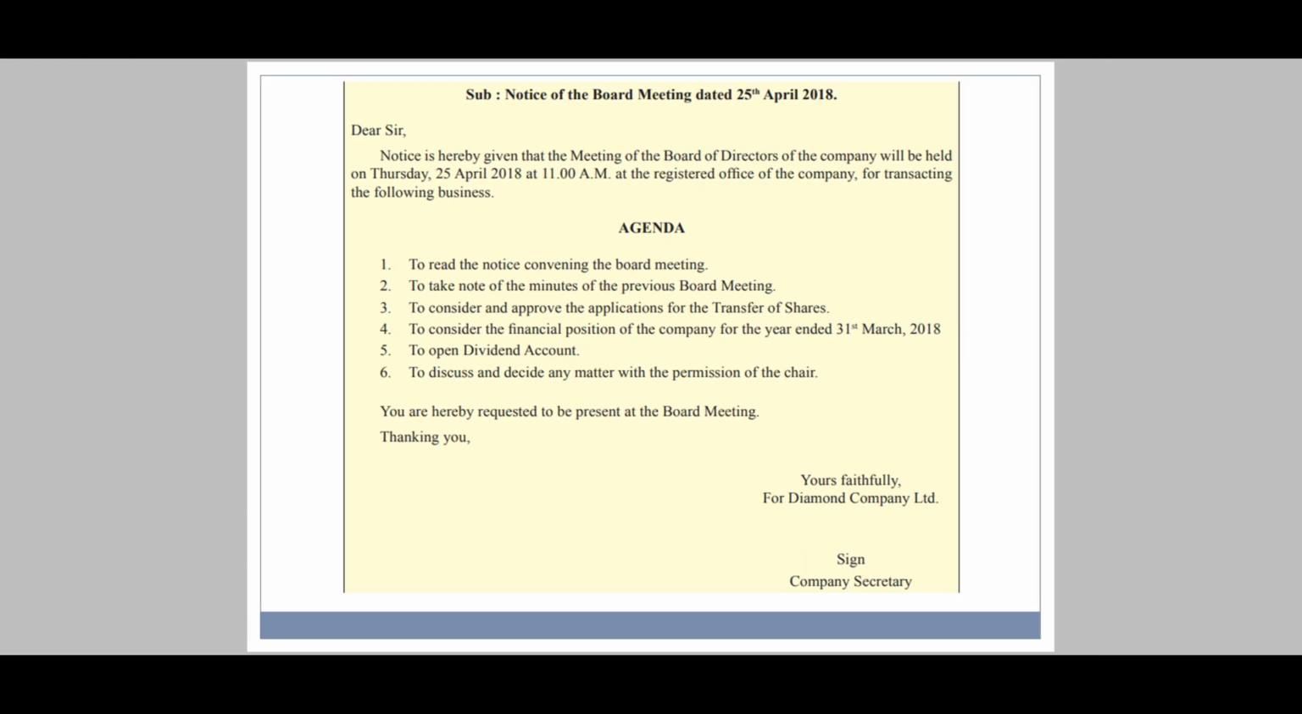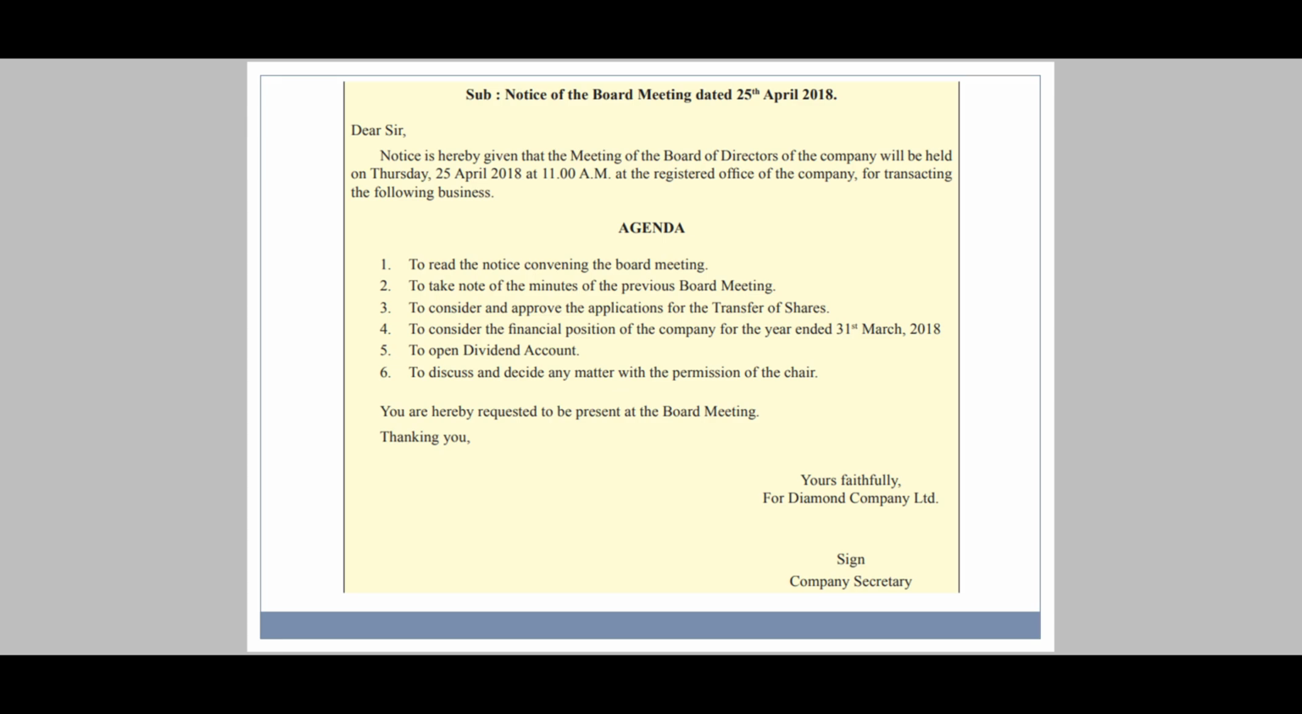Now see, what is agenda? Agenda is nothing but a list of items to be discussed at the meeting. First, to read the notice convening the board meeting. So at the start of the meeting, the notice would again be read at the meeting, to take note of the minutes of the previous board meeting. Now, the minutes of the previous board meeting will also be discussed. We have seen what are minutes. Minutes are nothing but a written summary of the meeting. So yes, the last meeting's written summary would be discussed in the current meeting.